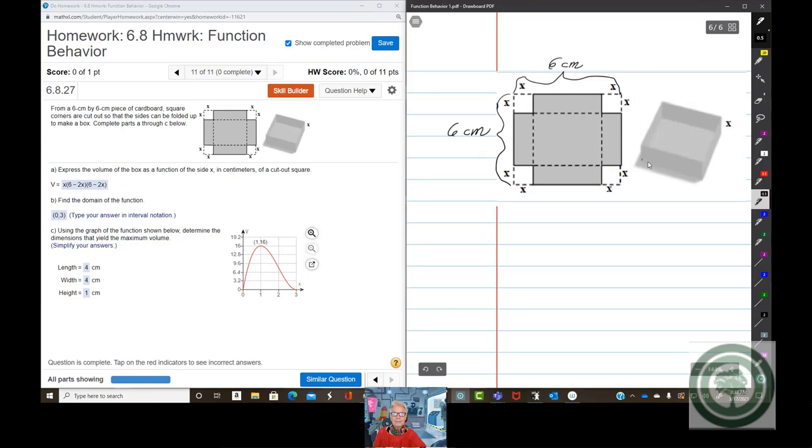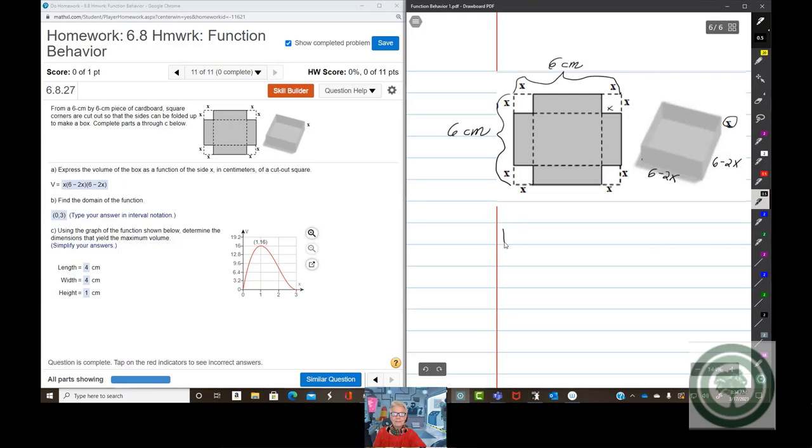This side right here of the box, after I fold up the sides, will be X centimeters shorter, because now this is the base of the box, after I've cut X centimeters out of here and X centimeters out of there. So this side is going to be 6 minus 2X. And this side is going to be 6 minus 2X. And then the height of the box is going to be the folded up side, and that's going to be X right here.